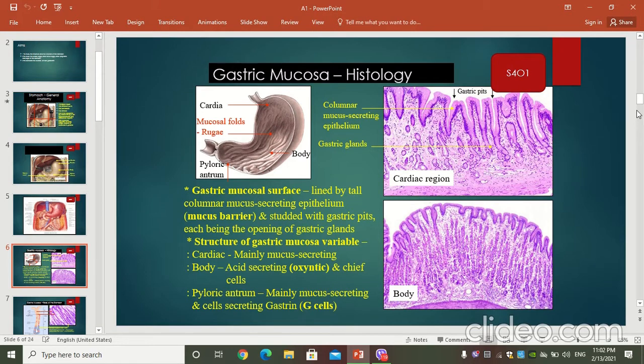The structure of the gastric mucosa is variable. In the cardiac region, it's mainly mucus secreting. In the body, acid secreting oxyntic and chief cells. In the pyloric antrum, it's mainly mucus secreting and cells secreting gastrin, which are called G cells.